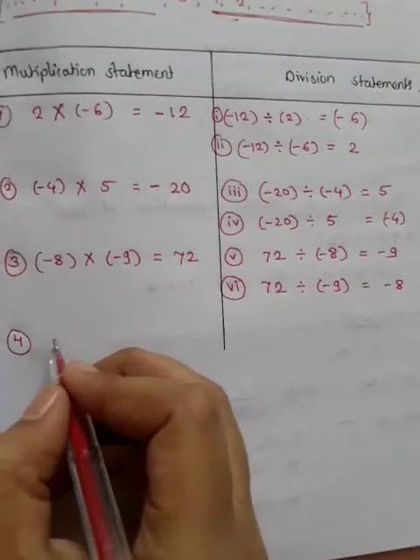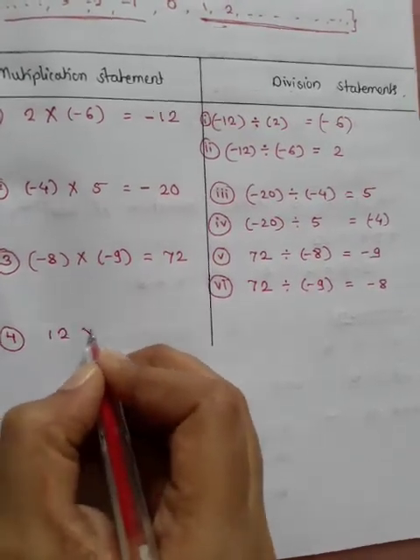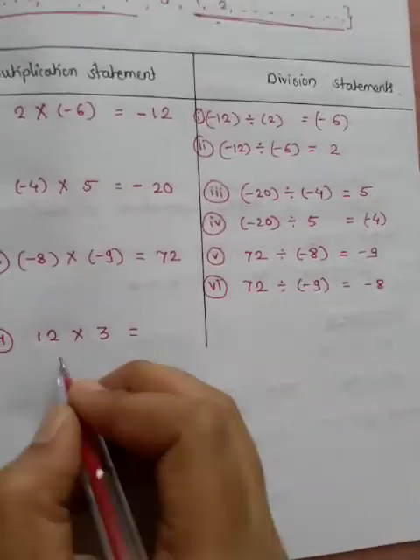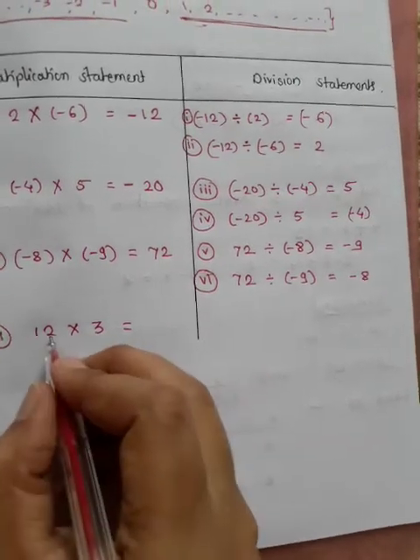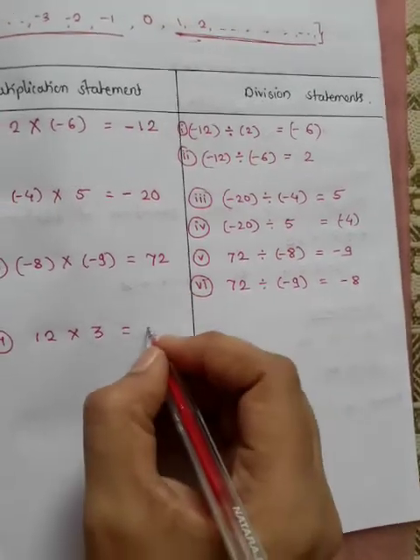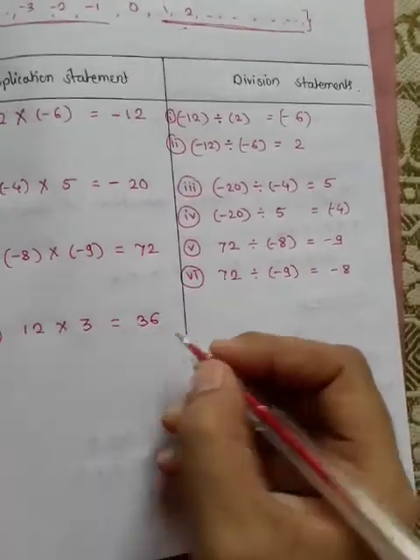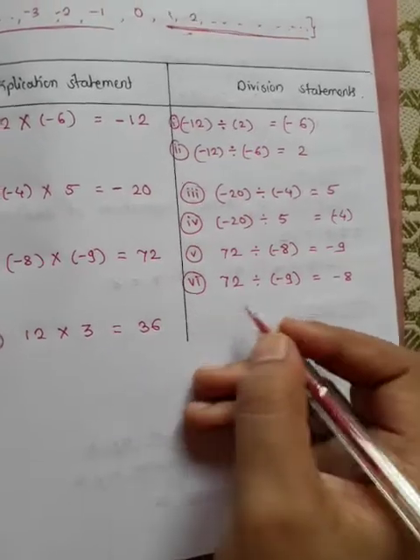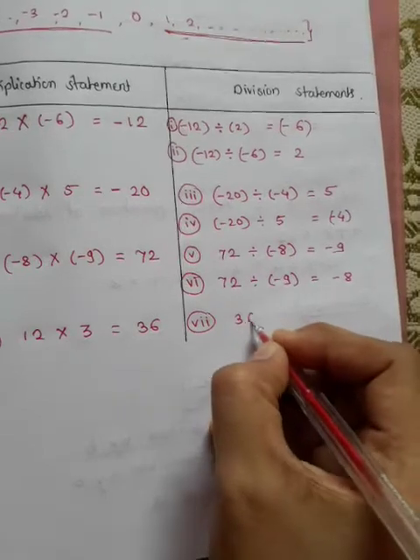So let's take the fourth statement, 12 into 3. When we multiply a positive integer by a positive integer, we get a positive integer, and we multiply them as whole numbers. So 12 times 3 is 36. This statement also gives you two division statements.